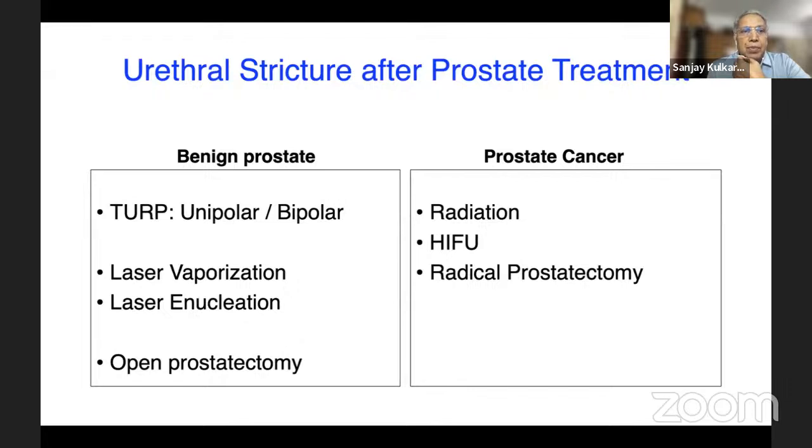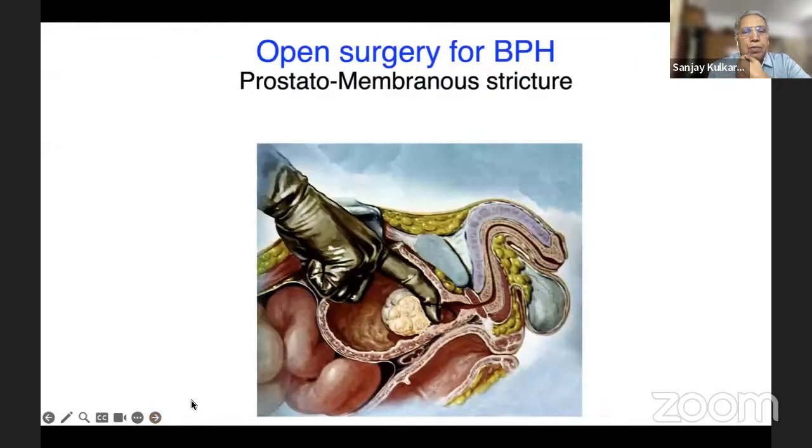For benign prostate, we perform TURP, unipolar, bipolar. Laser vaporization is now going out of fashion, but laser enucleation is coming into vogue, thulium and holmium lasers. Open prostatectomy is now being replaced by robotic prostatectomy for really very large glands. For prostate cancer treatment, post-radiation, post-HIFU, and post-radical prostatectomy, we get bladder neck stenosis. So I have really taken all the prostate problems.